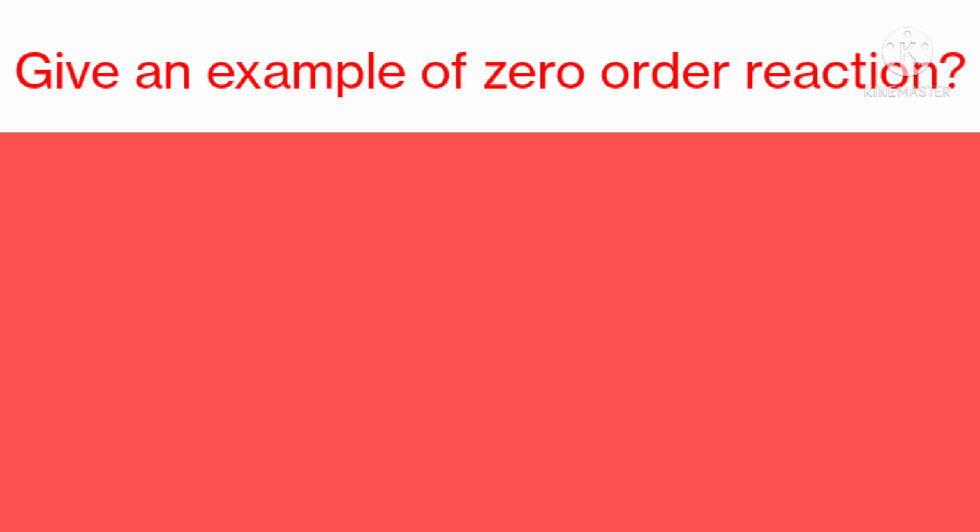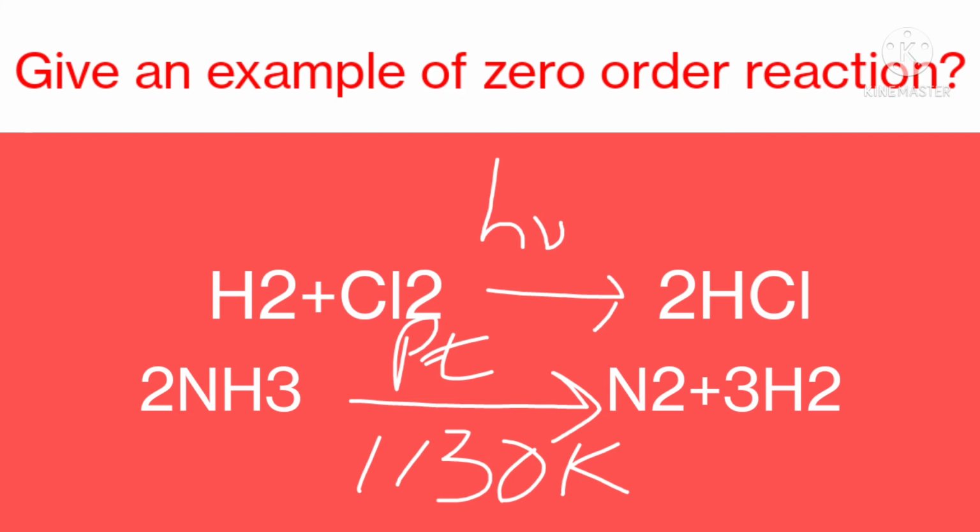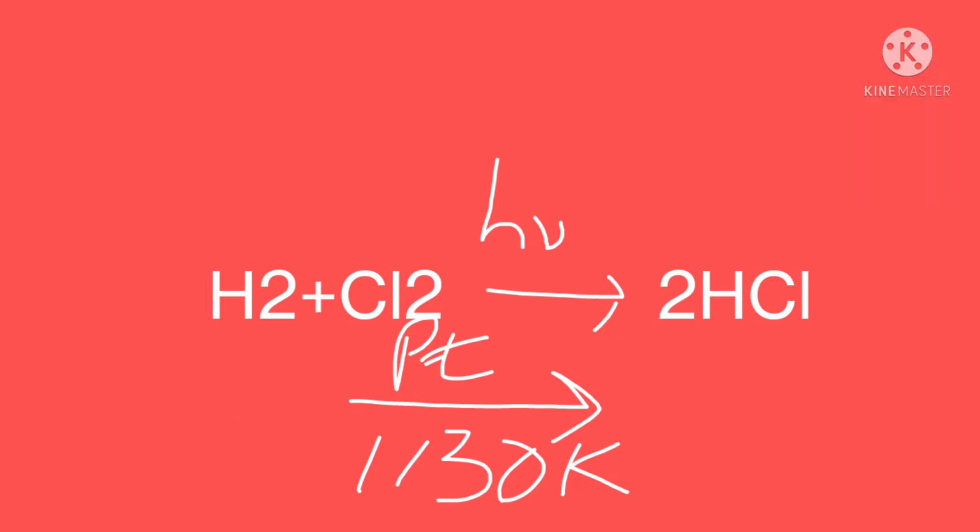Give an example of zero order reaction. H2 plus Cl2 in presence of sunlight gives 2HCl is an example of zero order reaction. Similarly, decomposition of ammonia at the surface of metals like gold, platinum, etc. is a zero order reaction. 2NH3 in presence of platinum at 1130 Kelvin gives N2 plus 3H2 is a zero order reaction.